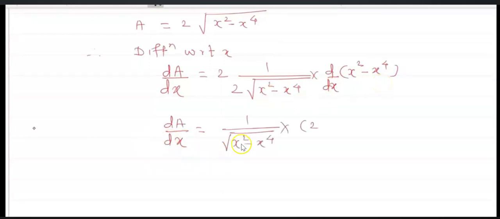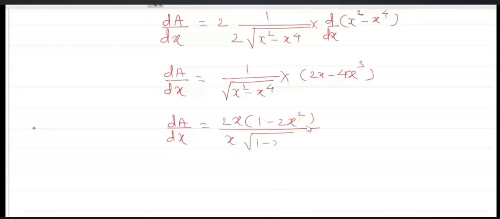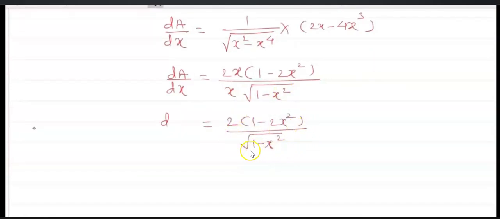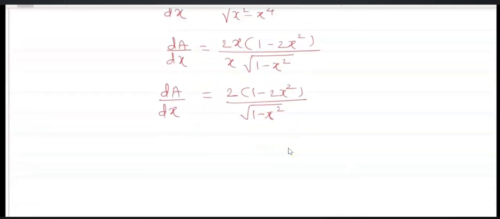That is, dA upon dx is equal to 1 upon root of x square minus x raised to 4 into 2x minus 4x cubed. Therefore, dA upon dx is equal to, we take 2x as common, then in the bracket you will get 1 minus 2x square. x square as common will become x root of 1 minus x square. Now simplify this. That is 2 into (1 minus 2x square) upon root of 1 minus x square. This is dA upon dx.